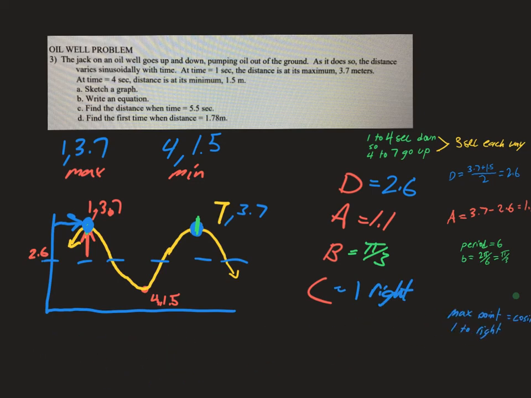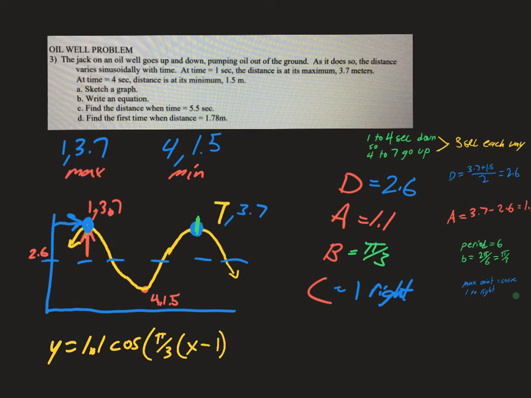So now that we've gotten A, B, C, and D, all of them together, let's put it together and get our equation, okay? So again, it's a cosine equation. So we've got y equals 1.1 cosine, again, I like to put those parentheses in there, pi over 3, parentheses, x minus 1, and plus 2.6. All right, and that's your equation, assuming that x is your time and y is your height.